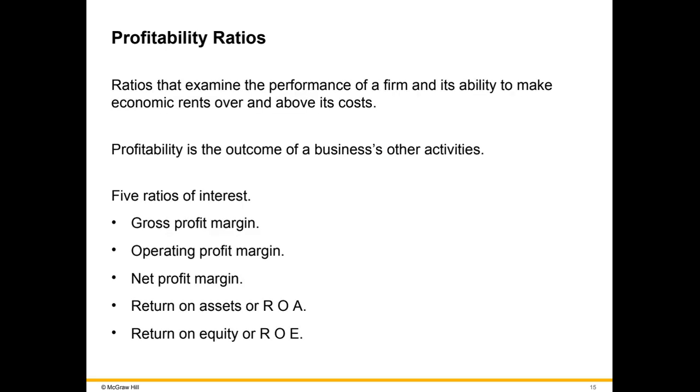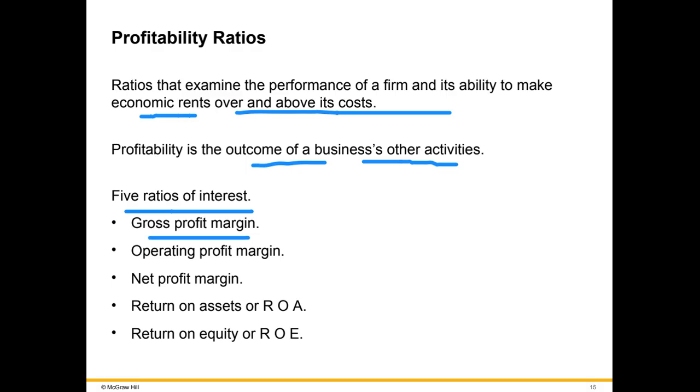Profitability ratios are another way to look at the financial health of the company, from the profitability perspective. These are the ratios that examine the performance of a firm and its ability to make economic rents over and above its cost. Profitability is the outcome of the business's other activities. There are five ratios that are very important: gross profit margin, operating profit margin, net profit margin, return on assets, and return on equity.